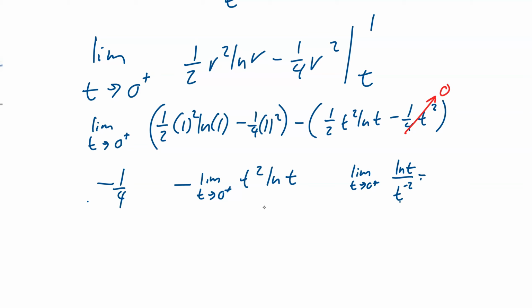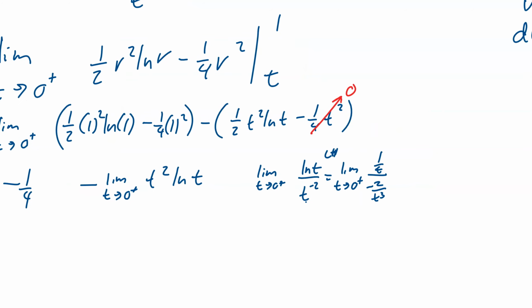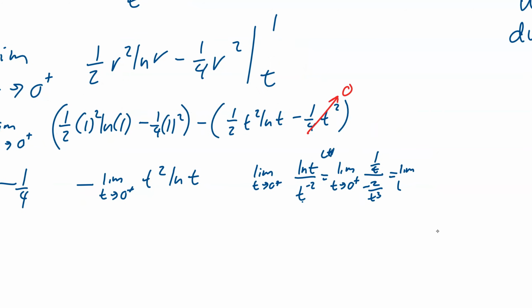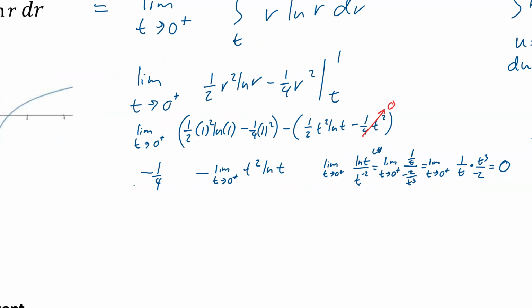So we can use L'Hopital's. This is the limit as t approaches 0 plus. We're using L'Hopital's rule. And we end up with 1 over t, and then that would be negative 2 over t cubed, right, t to the negative. And so this is the limit as t approaches 0 plus of 1 over t times, and then it'd be t cubed over negative 2. But no matter what, that's going to cancel, giving us t squared. We plug in 0, and we end up with 0. So the limit of that one is 0.